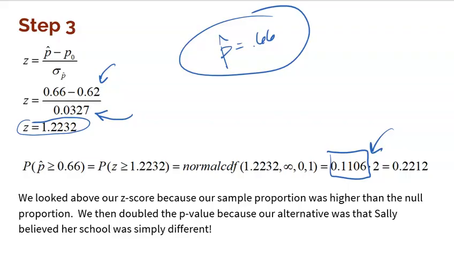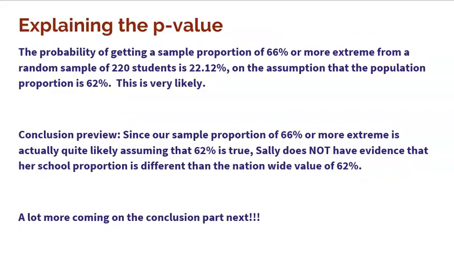All right, so now we just have to make sure we explain her p-value. Her p-value is the probability of getting a sample proportion of 66% or more extreme. I didn't say higher, I didn't say lower, just said or more extreme. Could be in either direction because it's a two-sided test. And that probability, that p-value was 22.12% on the assumption that the proportion is 62%. Now, this is very likely. What this means is that her sample was not weird. It was not significant. It wasn't that odd at all.